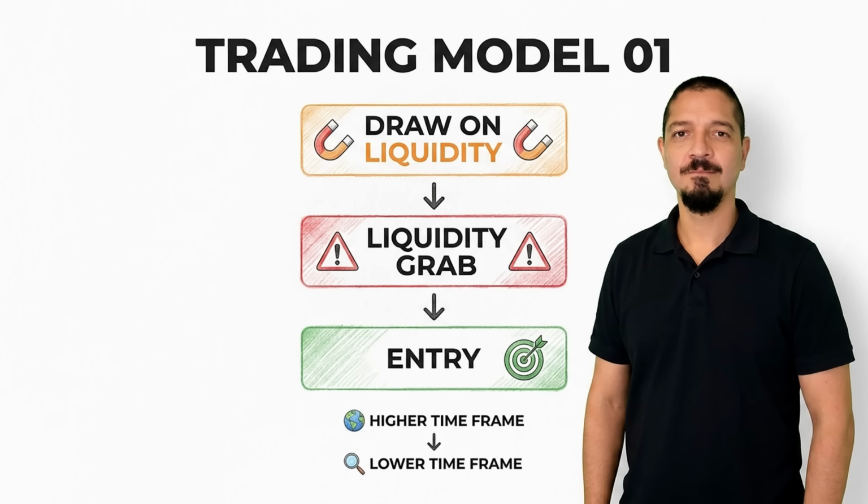From there, we move down to the lower timeframe. At that level, the goal is to spot a liquidity grab that aligns with the direction of the draw on liquidity. Once that occurs, the trade is executed, and both the target and stop loss are set accordingly.